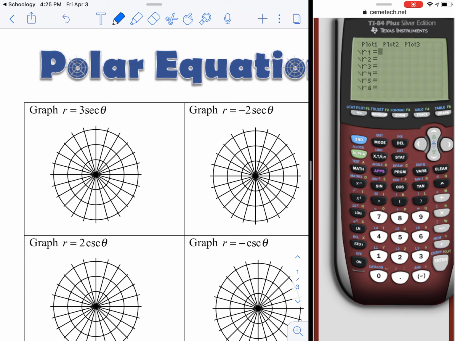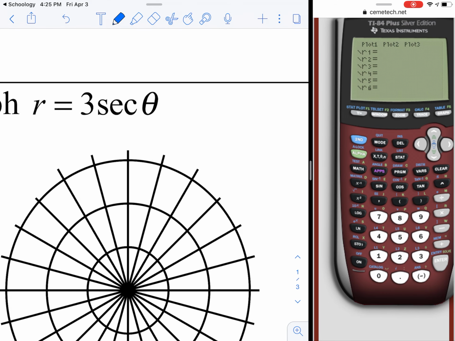If you go to your Y equals, you're now going to see it says R1, R2, R3, R4, R5, R6. What I would like for you to do to graph this first one is, first of all, think how you would graph 3 secant theta. There is no secant button on our calculator, but if you remember, secant is the reciprocal of cosine. So what I can do is type in 3 divided by the cosine, and then type in theta. Theta is where you usually get x, or when we did parametric equations where you got t. If you hit that button, it's going to give you a theta.